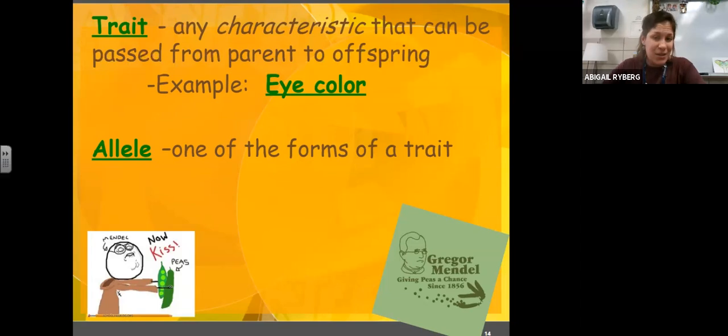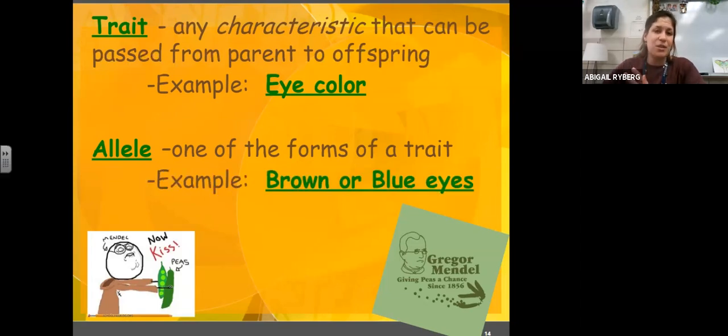Within every trait, though, you guys, there's lots of options, right? One of the forms of a trait is what we call an allele. So you may have an allele for brown eyes, or you may have an allele for blue eyes. Depending on the trait, there may be literally one set of alleles. You got one from mom and one from dad.